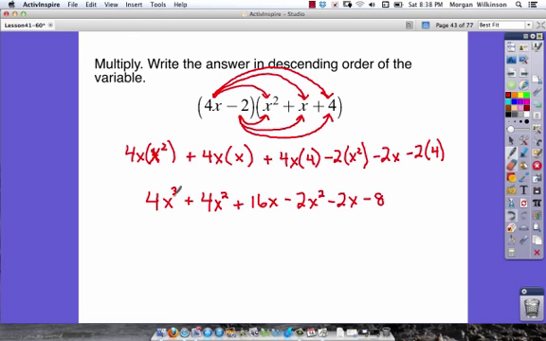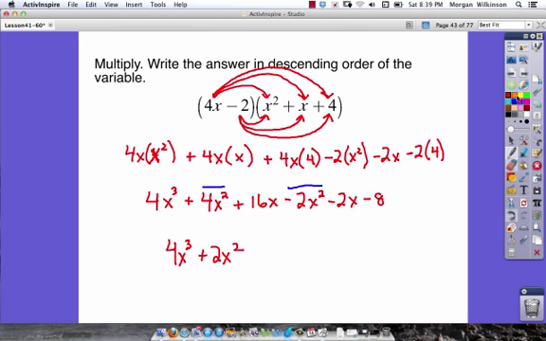We only have one x to the third power here, and we have 4 of them. So we're going to have 4x to the third. But we can see we've got multiple x squared. So we've got an x squared. We've got a negative 2x squared. We're going to add those together. 4 plus negative 2, that's 2. So we get plus 2x squared.